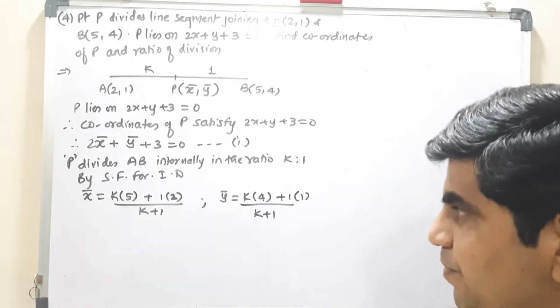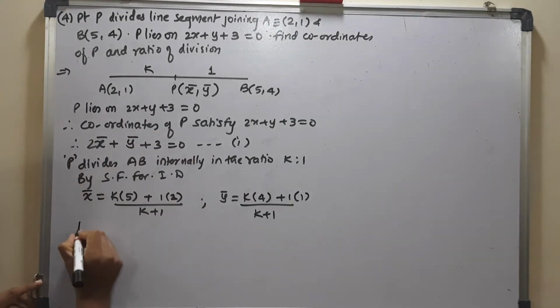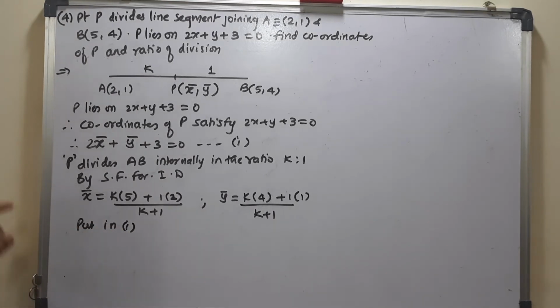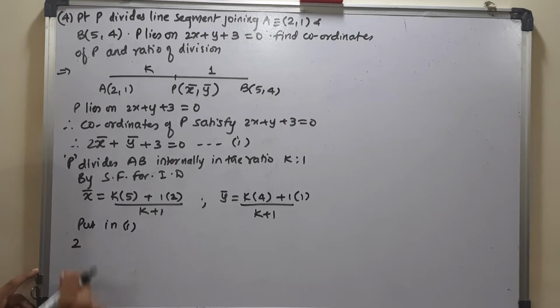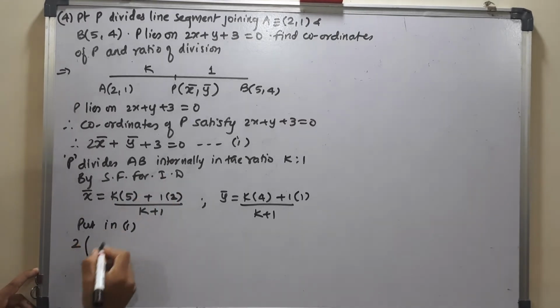Learn new. Okay. So now this x bar you put it in this. That is, put in 1. So when you put it in 1, so you get here 2. See, x bar value is so big, right? So put a bracket first. This 5k plus 2 upon k plus 1, agreed?